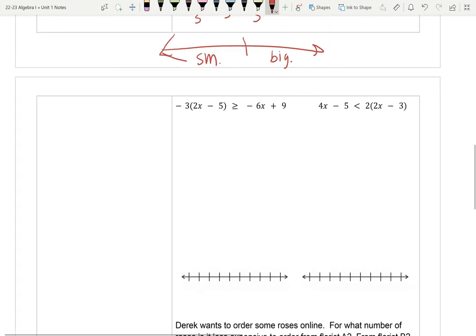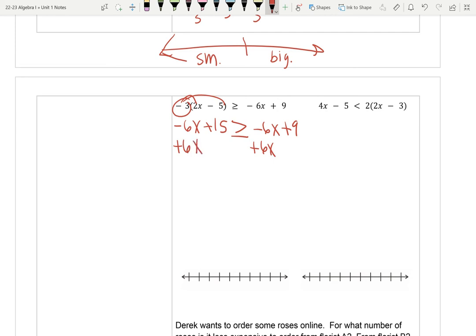Okay, we have a couple more here that are a bit more detailed. So let's try those. I'm going to take this negative 3 and I'm going to distribute it. So I have negative 6x plus 15 is greater than or equal to negative 6x plus 9. So I'm going to move my x over, plus 6x plus 6x, and I get that 15 is greater than or equal to 9. Well, if you notice, my x's went away, and I don't have anything left.